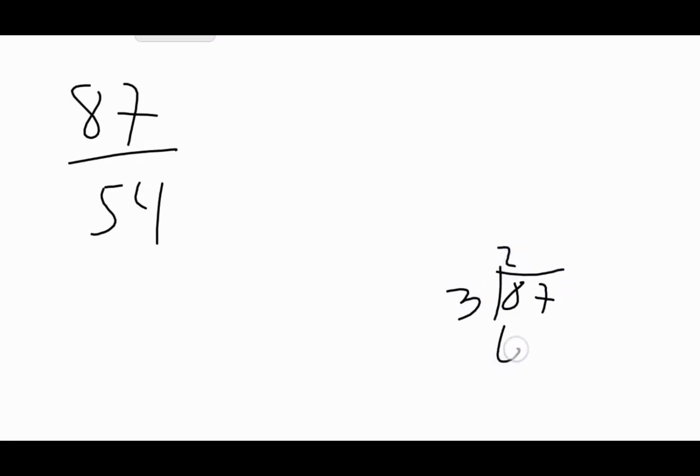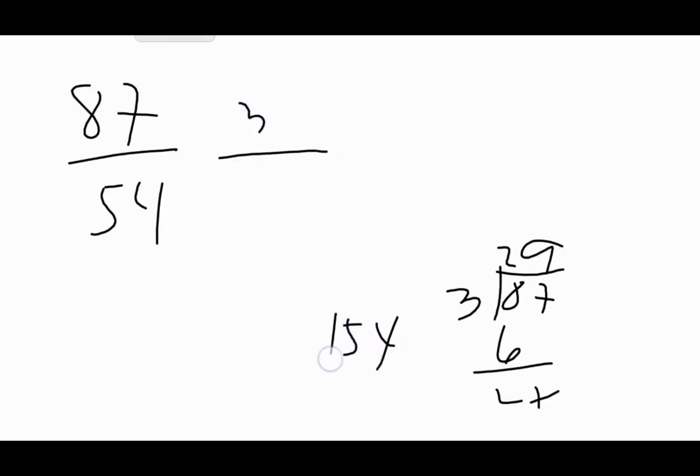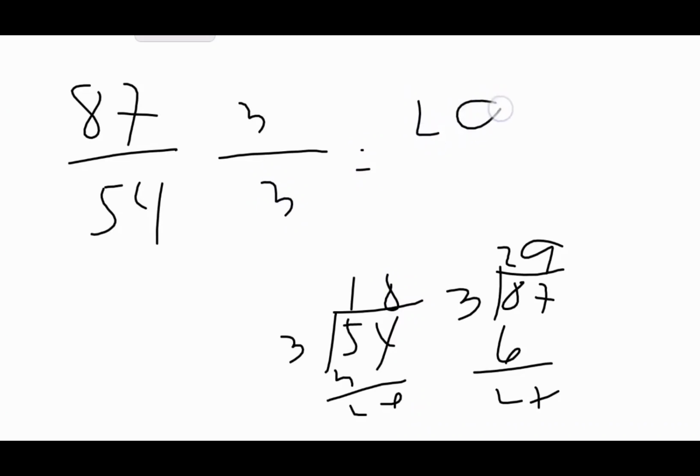And 87 over 54. So start trial and error with 2. Since 87 is an odd number, it can't be divided by 2. So let's go to 3. Try 87 divided by 3. That's 29. So it can be divided by 3. The denominator, 54 divided by 3, that's 18. So it can be divided by 3. So the answer is 29 over 18.